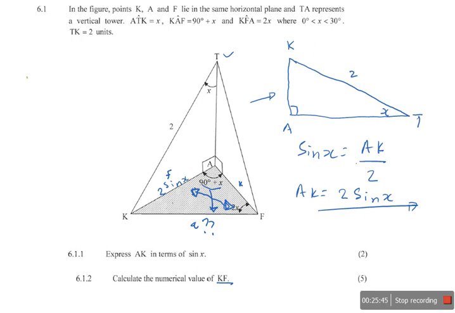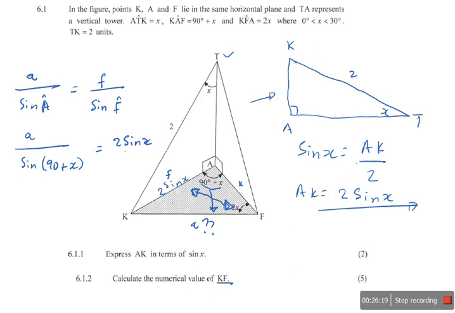Right, so a over sine A is equal to ubani f over sine capital letter F. Right, so a over sine A, the value of sine A is sine of 90 plus x, it is equal to f, which is 2 sine x over sine angle F, which will be sine 2x. Right, so you'll understand that so far.